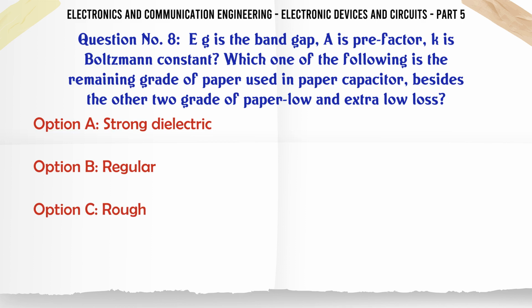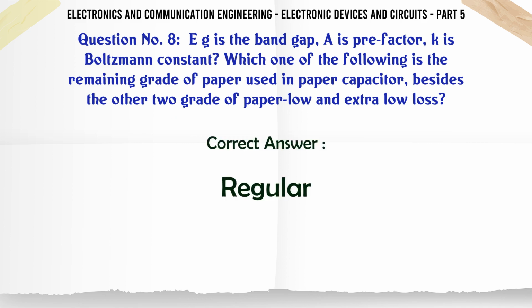Which one of the following is the remaining grade of paper used in paper capacitor besides the other two grades of paper, low and extra low loss? A: Strong dielectric, B: Regular, C: Rough, D: High loss. The correct answer is regular.